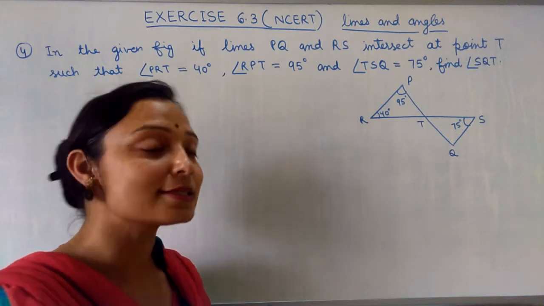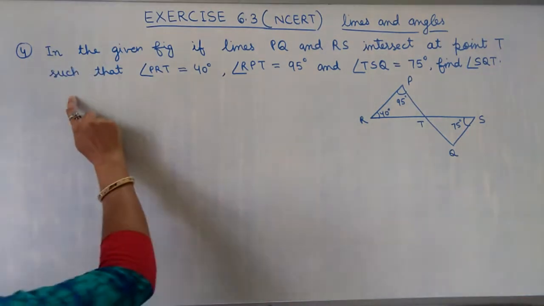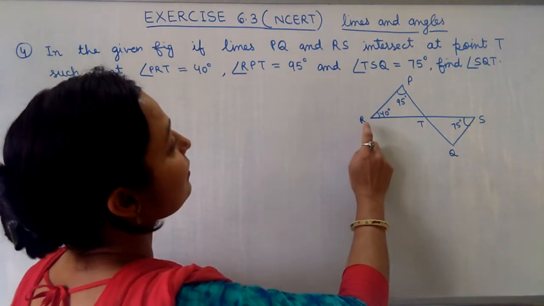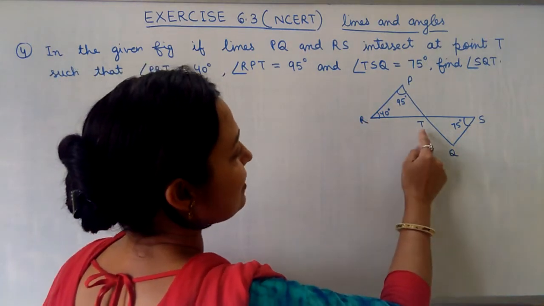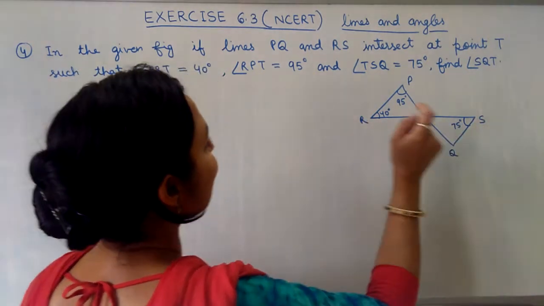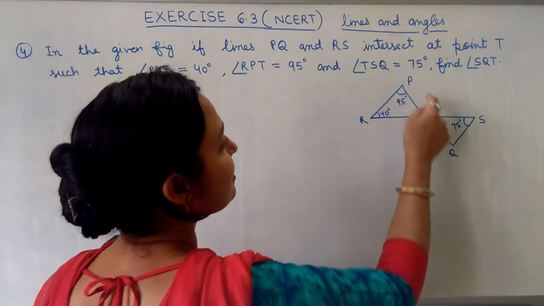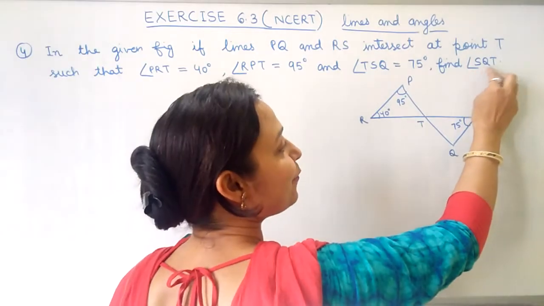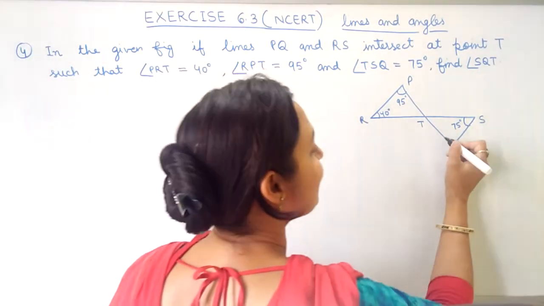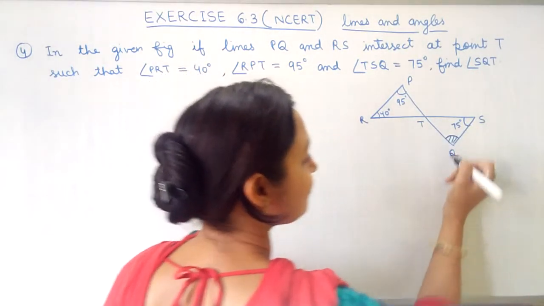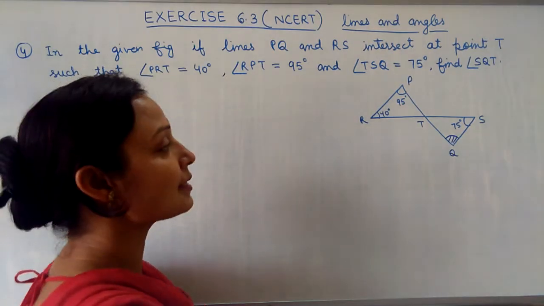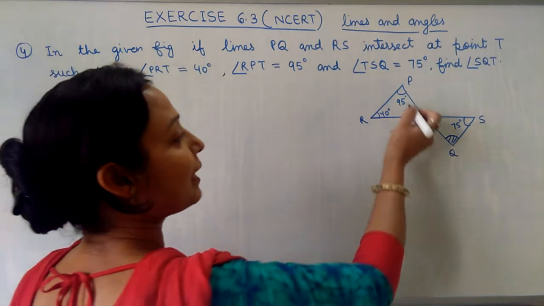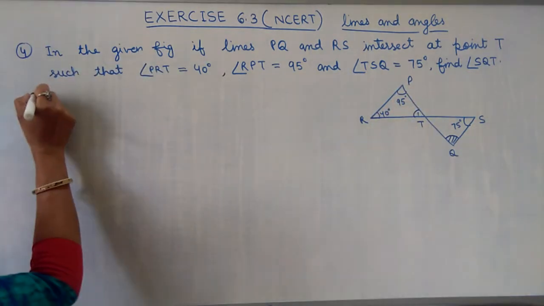Okay, so let's start. This is question number 4, in which it is told that angle PRT is 40, angle TSQ is equal to 75 and angle RPT is 95, and you have to find the angle SQT. This is SQT, you have to find this angle. Okay, how can you find it? I will take this angle as angle 1. Thus, by angle sum property, how can you solve?